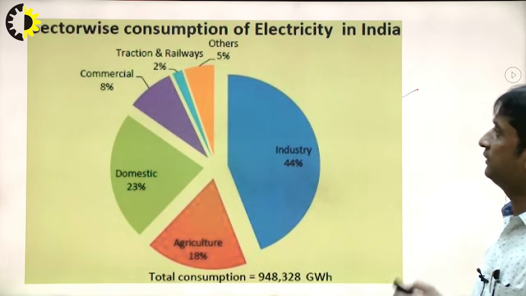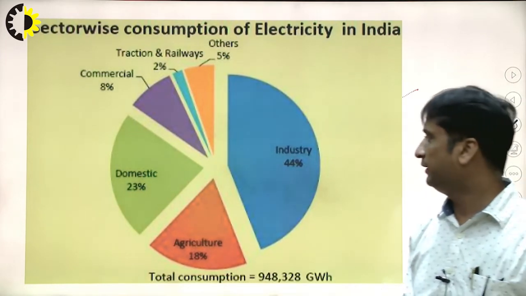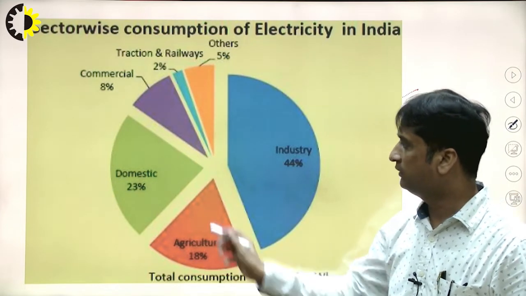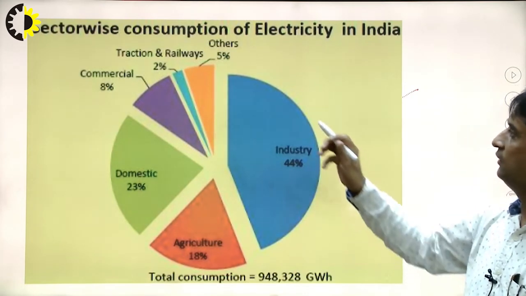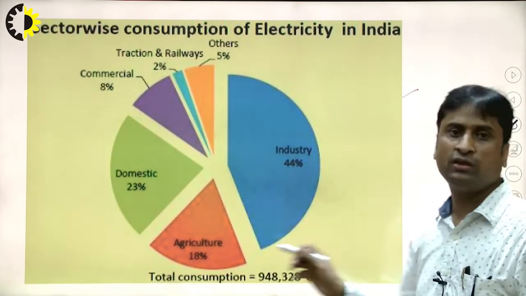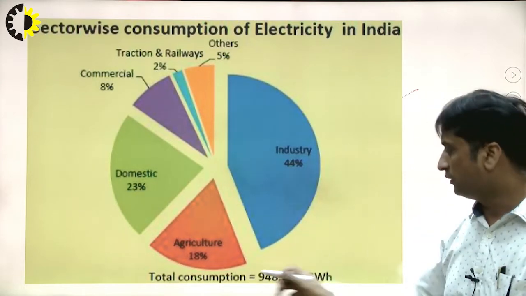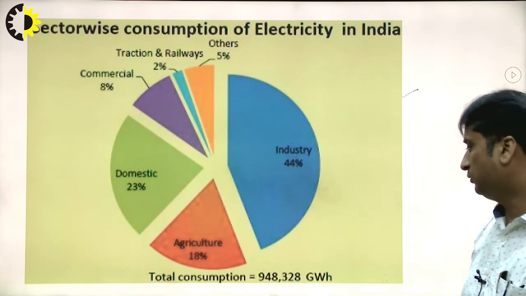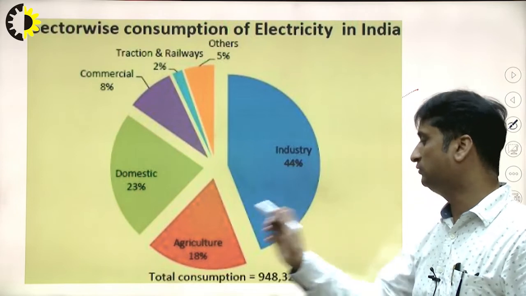If you look at the sector-wise consumption of electricity in India, for example, industry is 44%, agriculture 18%, domestic 23%, commercial 8%, and then traction and railway and other. This is how the sector-wise consumption of electricity in India looks. The total consumption is 948,228 gigawatt hours. So this is the number of units that we are consuming.